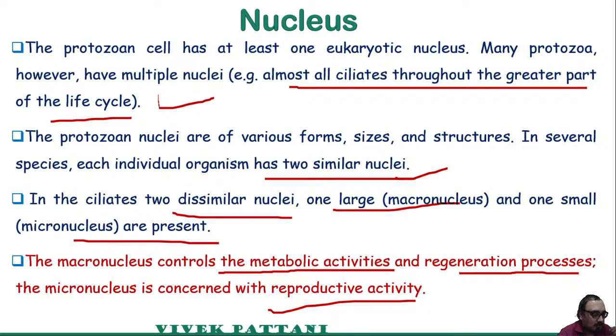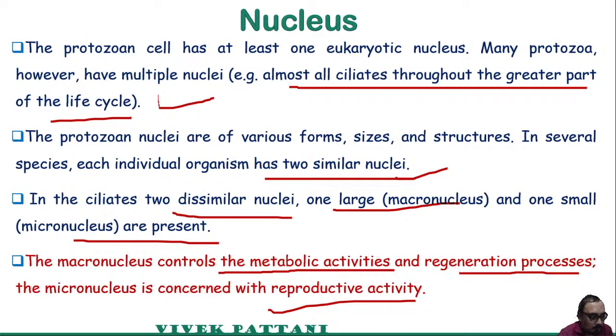But for example, in the case of Vorticella, it is elongated. In the case of Spirostomum and Stentor, it is more like a chain type, which basically contains node-like structures.